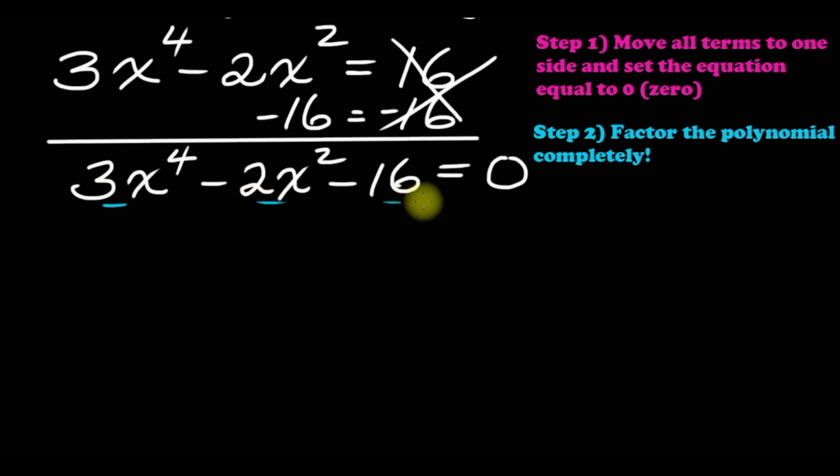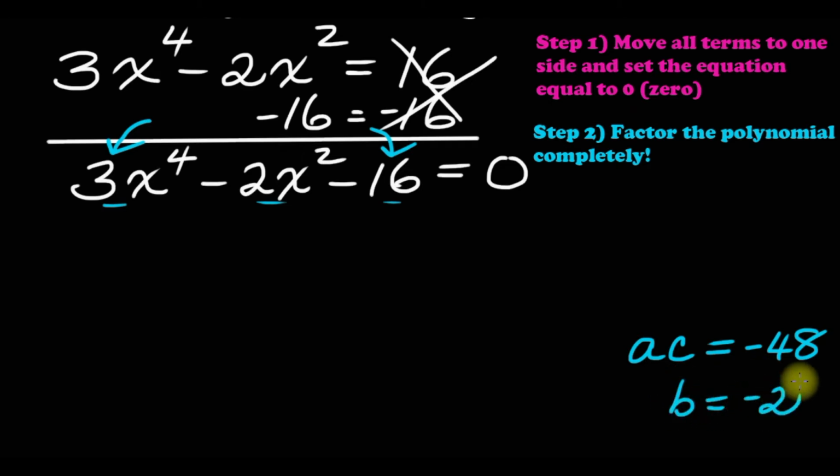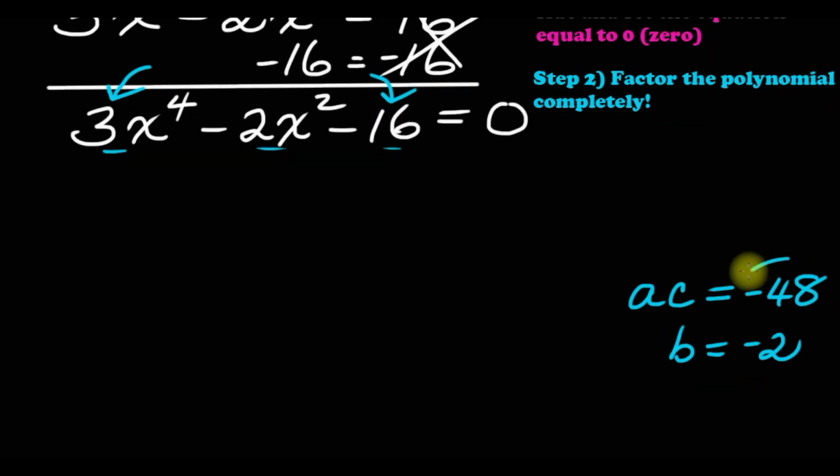Okay, so we're going to factor using the AC method and then slip and slide. So A times C, so A is 3, C is negative 16, so 3 times negative 16 is negative 48, and then your B is negative 2. Okay, so we have to come up with factors of negative 48 that when we add those numbers comes out to negative 2. How about we do negative 8 and then positive 6.